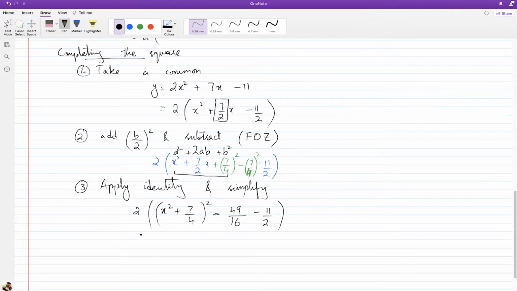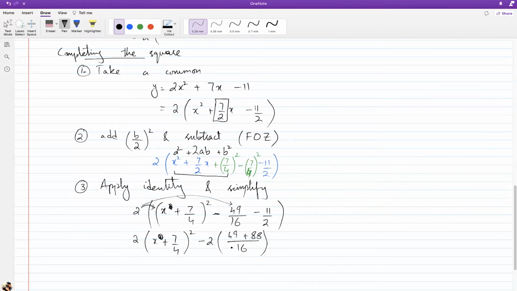And now we're doing the simplifying step. This 2 multiplies with this, giving us 2x squared plus 7 by 4. Sorry, not x squared, just x plus 7 by 4 whole squared. And this 2 is also multiplied with this thing. So that gives me minus 2 times. What is 49 and that? You just add it all up. So 16, 49 plus 88, whatever the answer is.